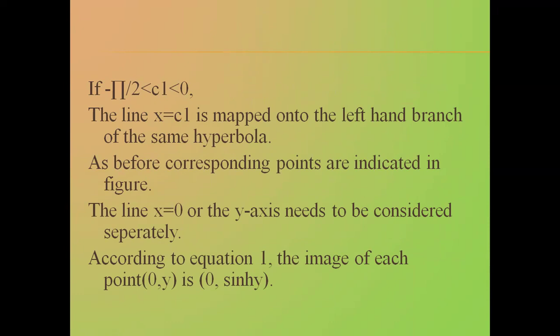So next we have C1 range minus pi by 2 to 0. First we took the C1 range 0 to pi by 2, yes, 0 to pi by 2. Here we take minus pi by 2 to 0, the left side. The line x equal to C1 is mapped onto the left hand branch of the same hyperbola. As before, corresponding points are indicated in the figure. So x equal to 0, or the y-axis, needs to be considered separately.